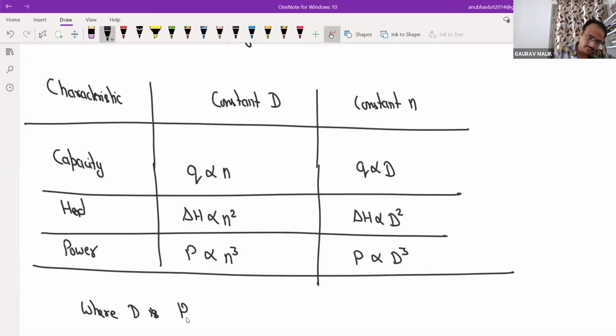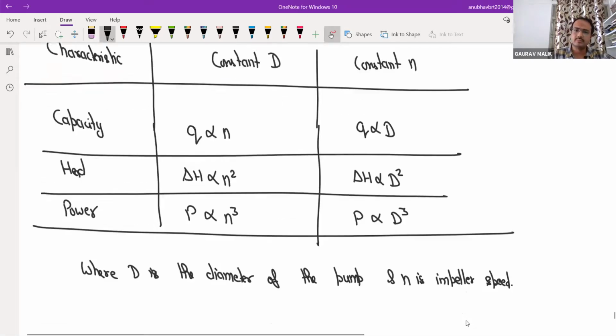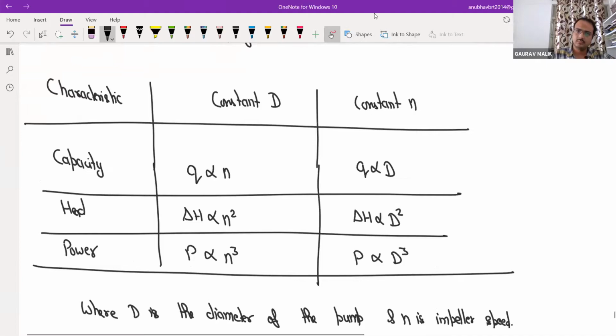And it is easy to remember where D is the diameter of the pump and N is impeller speed. Is it clear? Very good.